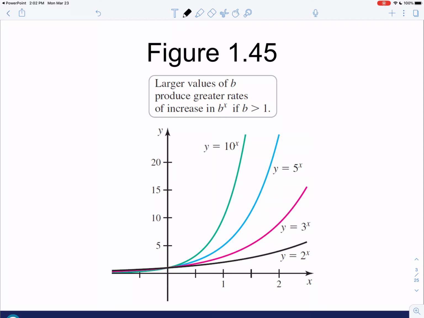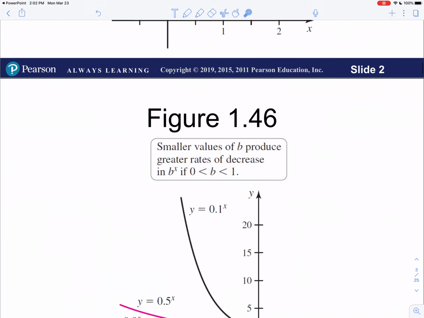Larger values of b will produce greater rates of increase. The larger your base, the steeper your exponential, and the quicker your exponential function grows. Notice here the base is 2, base 3, base 5, base 10, and so on. These higher bases cause it to grow exponentially more quickly.